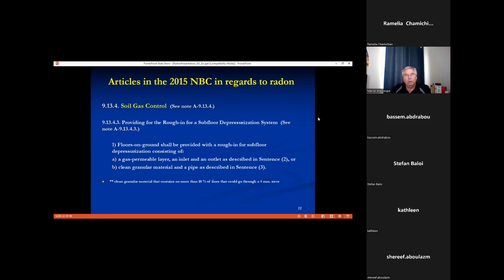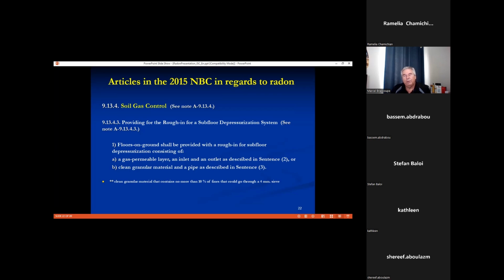Soil gas control, again, providing for the roughing for a subfloor depressurization system. And like the pictures we were showing, that's exactly what we're referring to when we say subfloor depressurization system. So we're going to provide for the roughing. We're going to put in the piping for that kind of a system during the construction. So we can go and get the radon underneath the concrete floor slab and hopefully not allow it to get into the building.